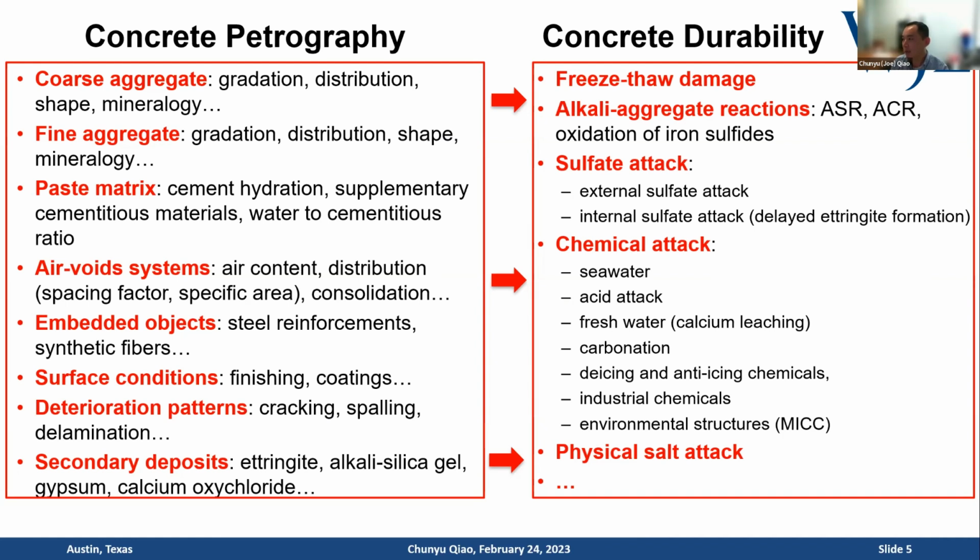So chemical attack can involve different kinds of chemicals. For example, seawater is a common one, and also acid attack, freshwater attack, which involves calcium leaching, and also carbonation, which is literally for everything exposed to the exterior atmosphere environment. And in the cold regions in this country, or in many regions in the world, we use de-icers. So de-icing and anti-icing chemicals can impose attacks as well. In addition to chemical attacks, we have physical salt attack and other different forms of concrete durability issues.